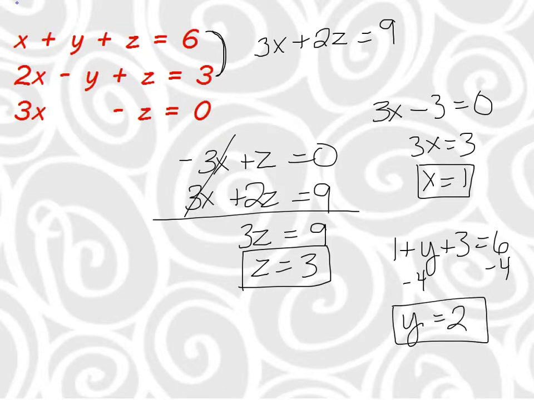And then I'll come back and answer this as an ordered triple. And you always do x comma y comma z. So it'd be 1 comma 2 comma 3.